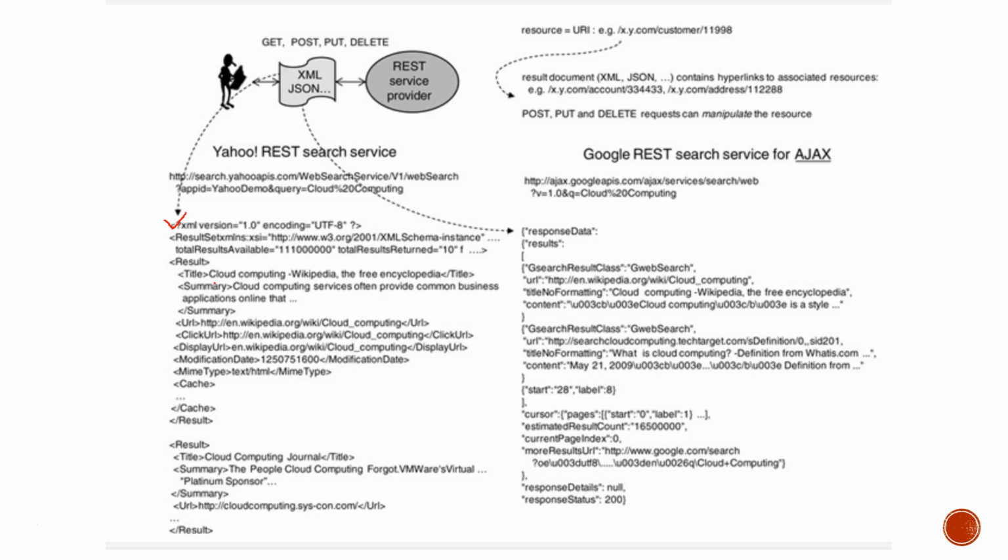and you have a title tag. In this case, we're getting cloud computing from Wikipedia, the free encyclopedia. That's the title tag. We include a summary in this XML, which is cloud computing services often provide commerce business applications online and so on. That's the summary. The URL is the web address that's being used, and the URL that's displayed, the date, other information, all of that embedded inside XML tags.